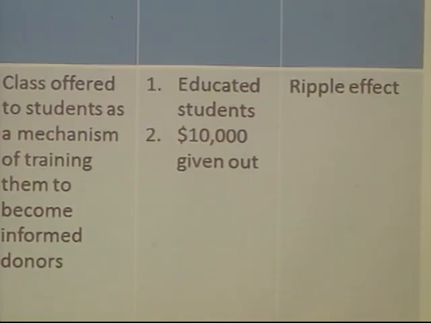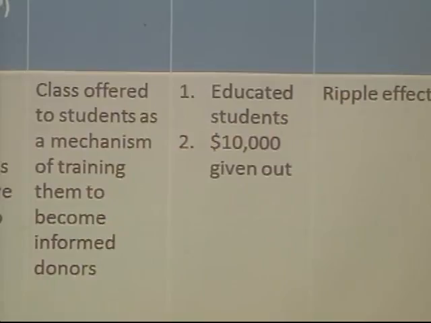And from there they said, well, what's the output? What's the short-term goal of what we're doing by engaging in this activity of having a class? And so what they said was, we want educated students to come out of this who know about strategic philanthropy, and we're also going to give away $10,000 worth of grants. And then the last question you really ask yourself in crafting a theory of change is, what is your long-term impact or your long-term goal?